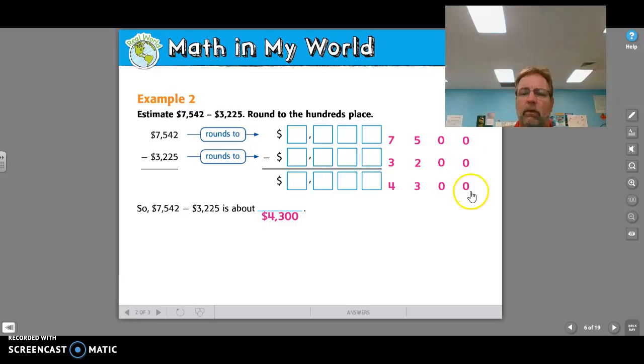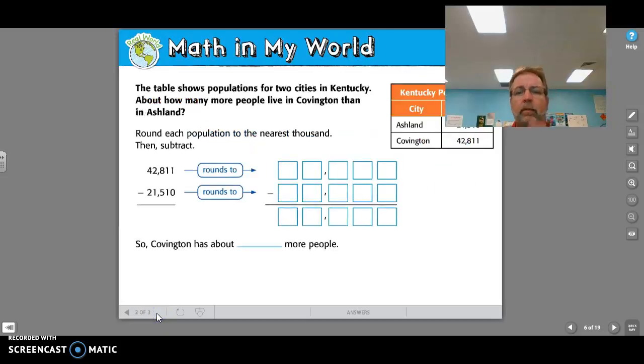So 0 minus 0 is 0. 0 minus 0 is 0. 5 minus 2 is 3. And 7 minus 3 is 4. So the estimated difference of these two amounts is 4,300. All right, pause it again and have them do this last example on page 80.